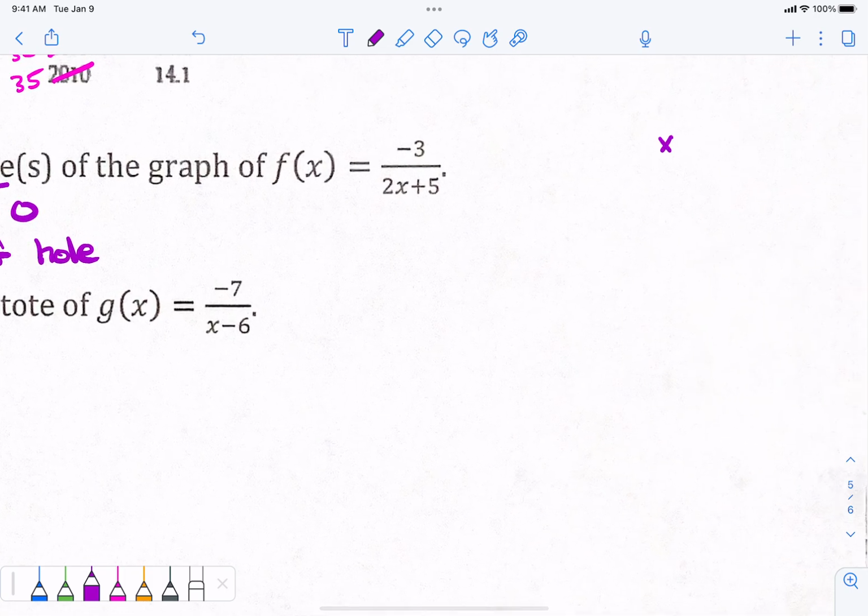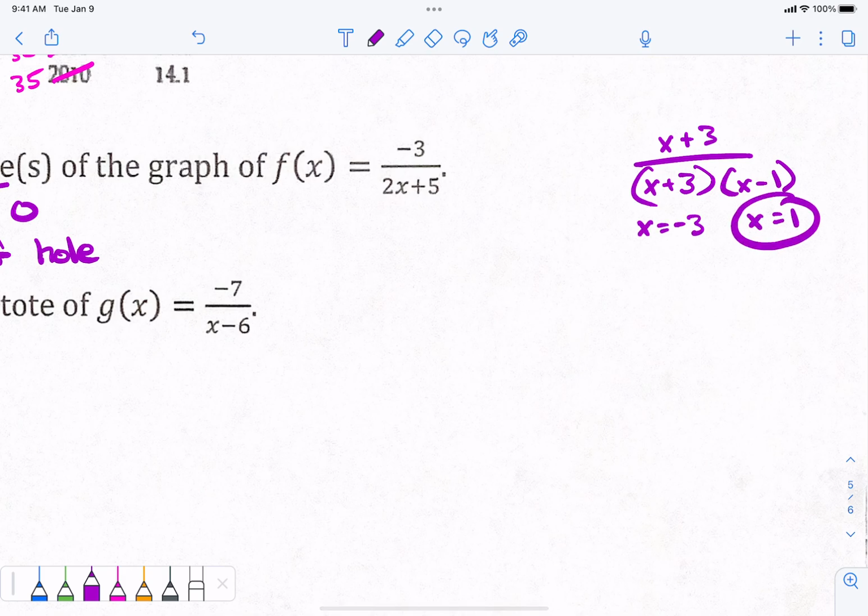So for example, if I have x plus 3 on top and the bottom is x plus 3 and x minus 1, here it looks like my VAs are at -3 and +1, but this is a VA and this is a hole. Does that make sense? Because the 3's canceled. So if you want to write that little example down, you can. Otherwise, you don't have to.